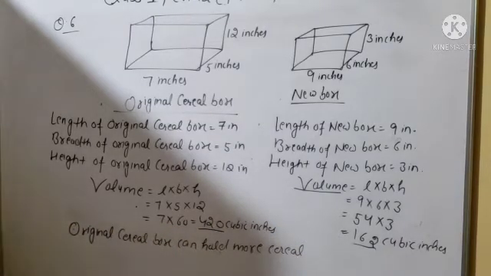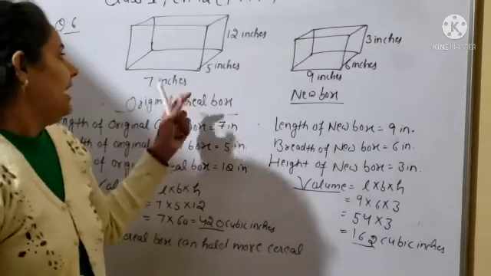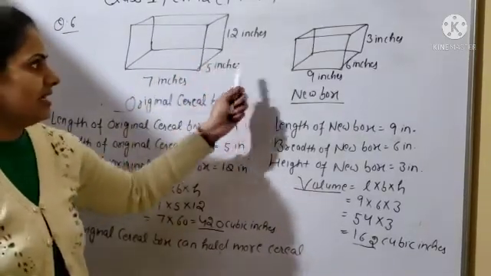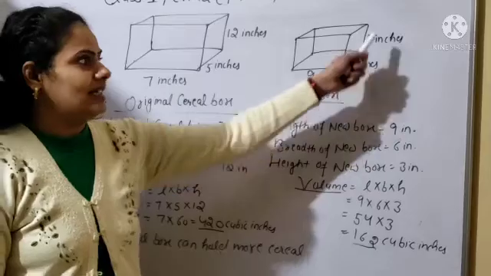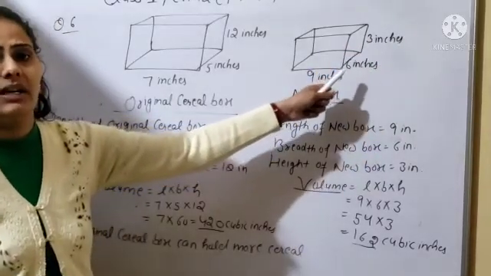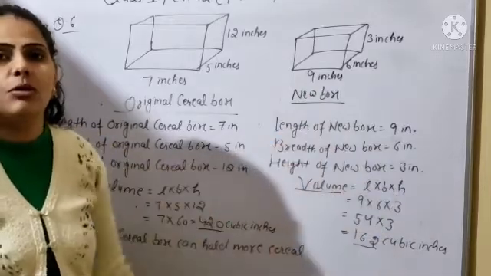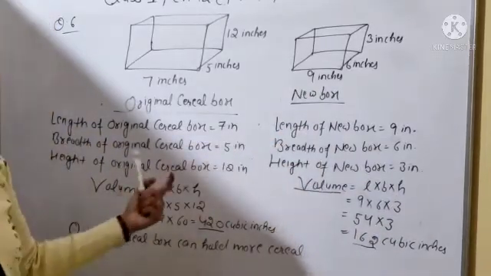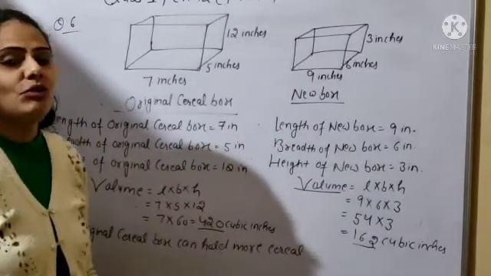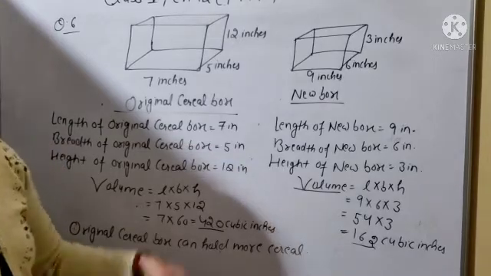You have two cereal boxes. One is the original box whose length, breadth and height are these, and the new box whose length, breadth and height are these. So you have to find out, in both the boxes, original or new, which box can hold more cereal. So first of all you will find the volume, because volume means how much quantity they can hold.